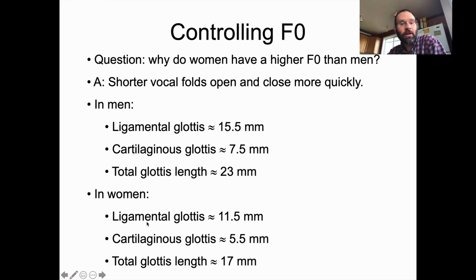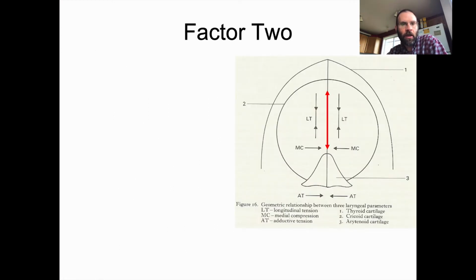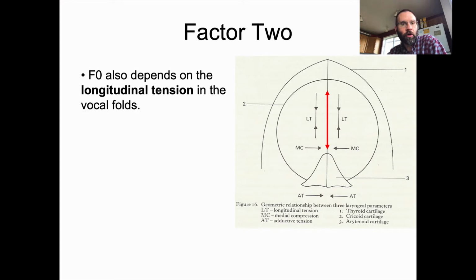In women, the ligamental glottis is noticeably shorter, at 11.5 millimeters. And again, the cartilaginous glottis is about half that in length. You add those two together, and you get a total glottis length of about 17 millimeters, or about three quarters of an inch, as it were. Okay, so female vocal folds will tend to be shorter. And if you go to kids, their vocal folds are going to be shorter still. But there's more going on here.